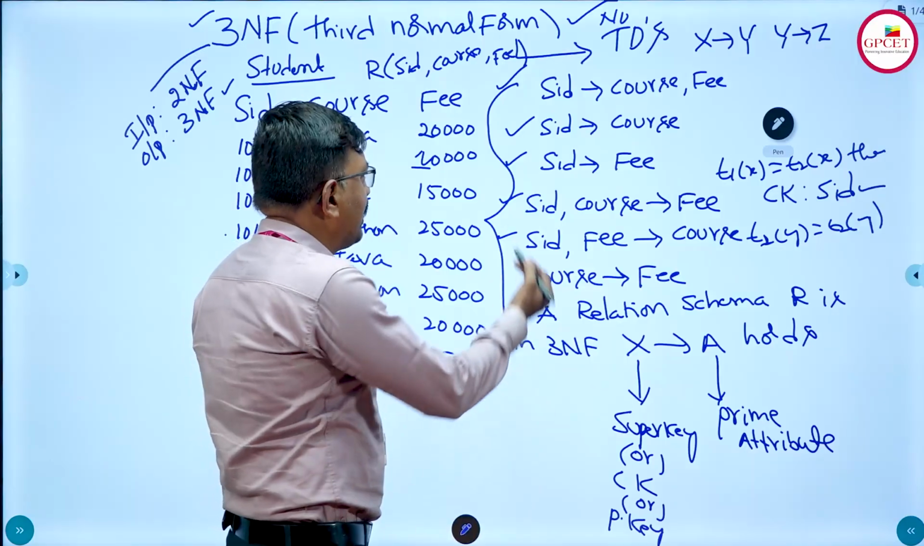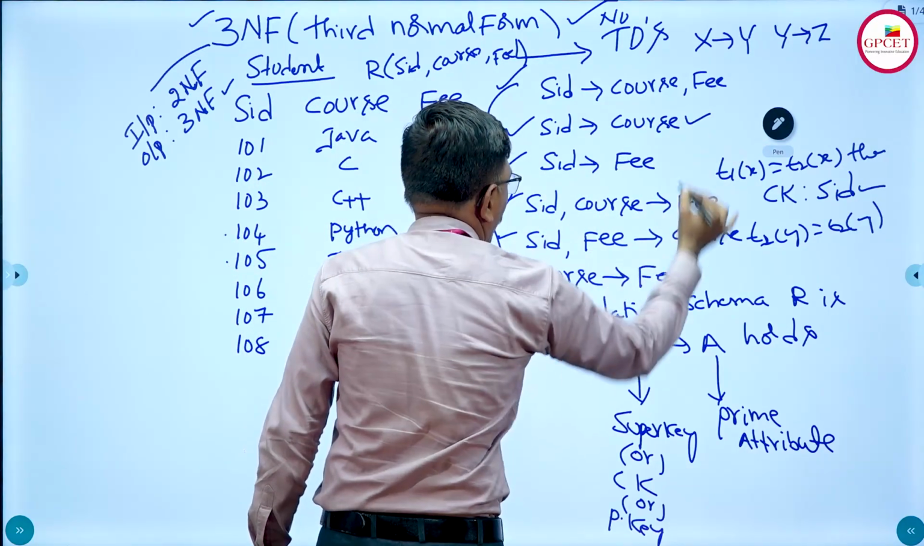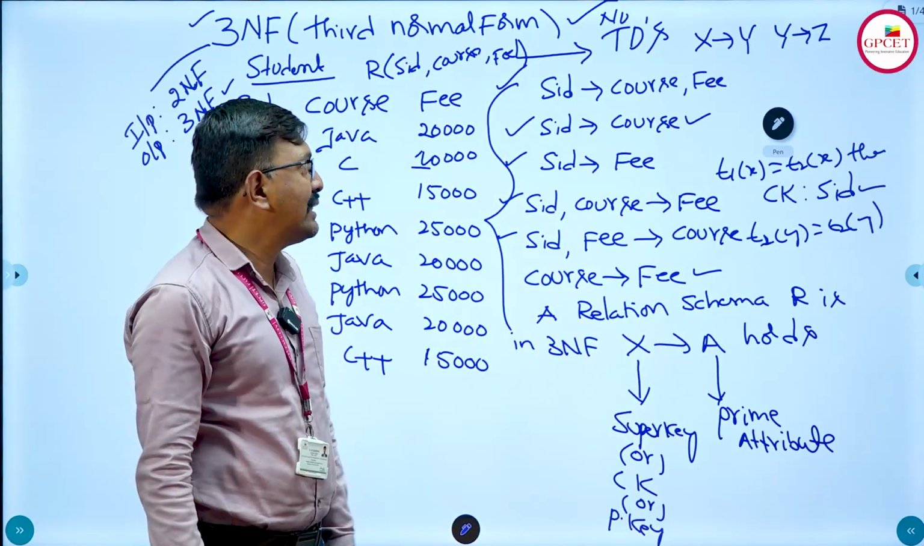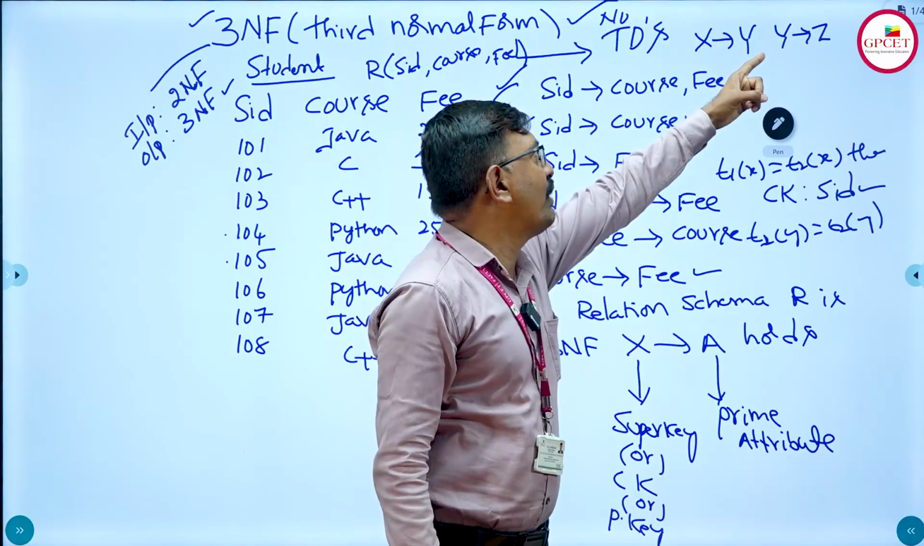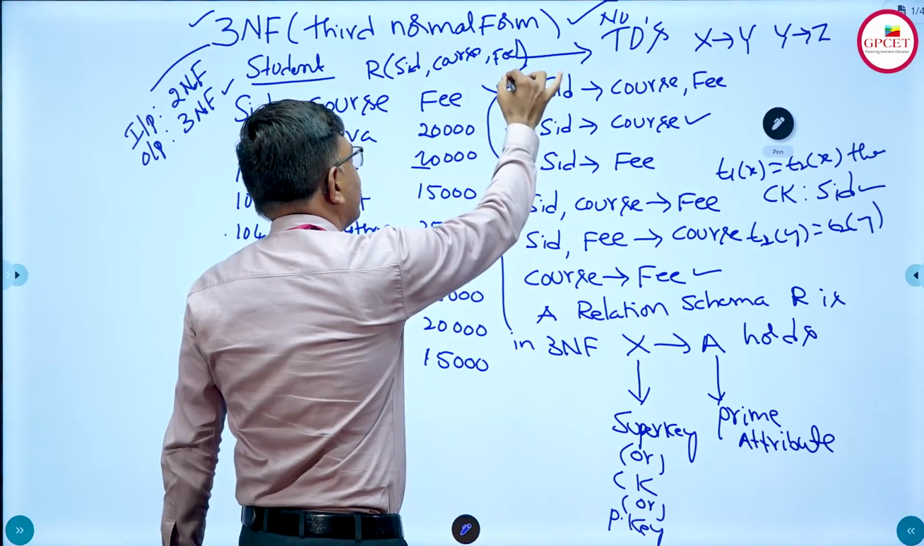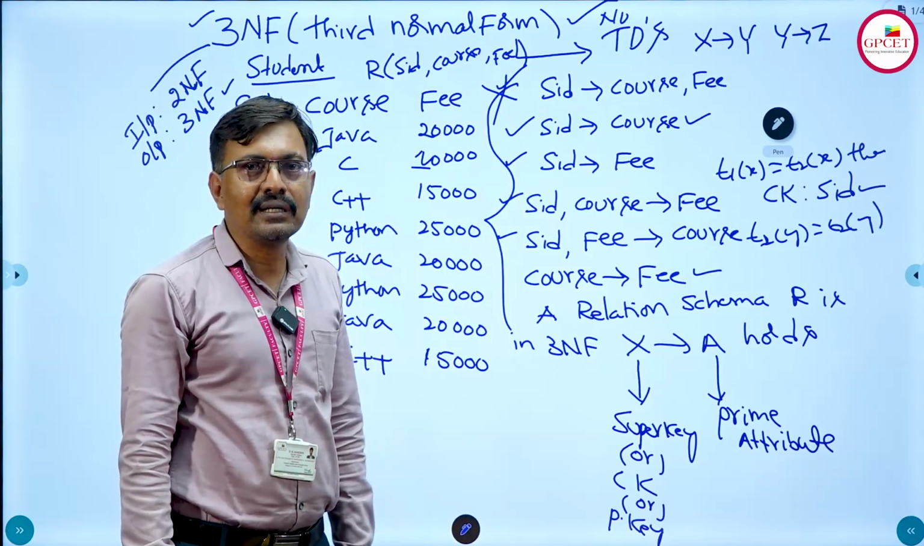According to our definition, here SID tends to course, course tends to fee. SID tends to course, course tends to fee is a transitive dependency. What is a transitive dependency? Based on that, X tends to Y, Y tends to Z. That's why it is not in the third normal form. The given student relation is not in third normal form.